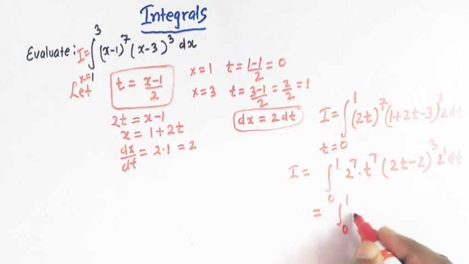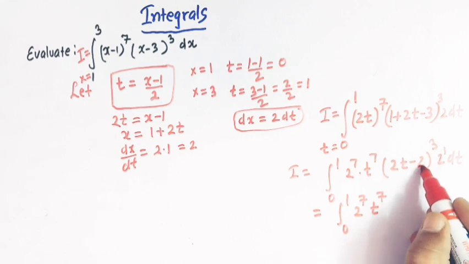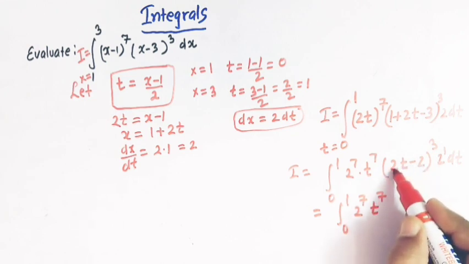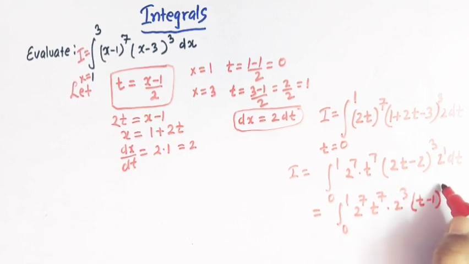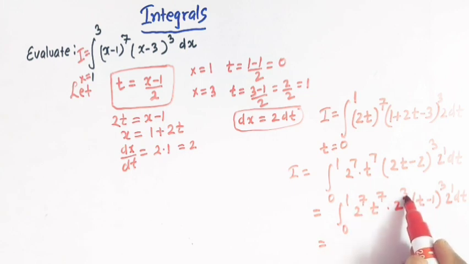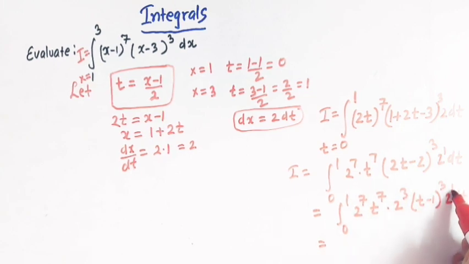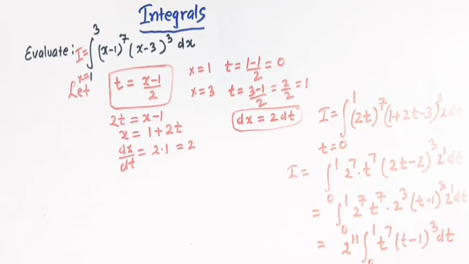Okay, so we have 0 to 1, 2 raised to 7, t raised to 7, and here 2t minus 2. So when we take 2 common, then we have 2 raised to 3, and here we have (t minus 1) raised to 3, and here we have 2 raised to 1 dt, right? So now we have 2 raised to 7, 7 plus 3 is 10, and 10 plus 1 is 11, right? So we can take 2 raised to 11 outside the integral. We have 0 to 1, t raised to 7, and here we have (t minus 1) raised to 3, and here we have dt.